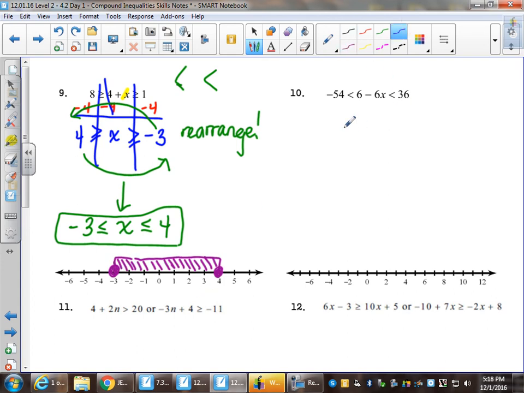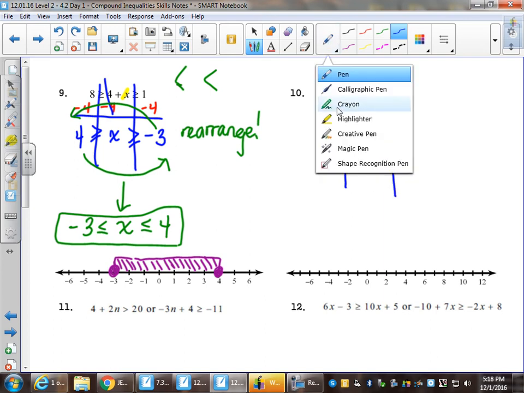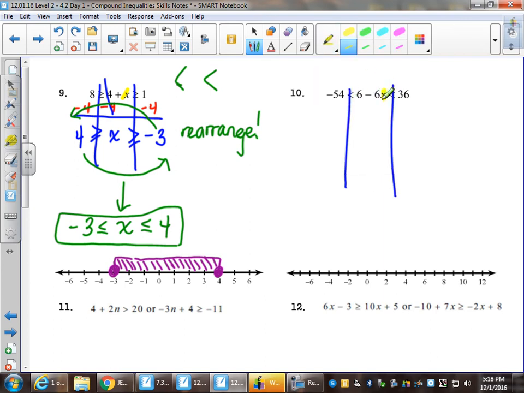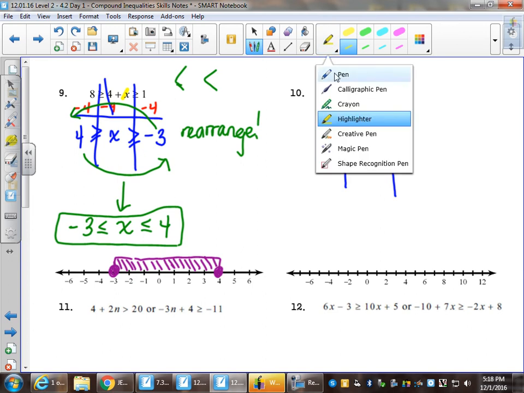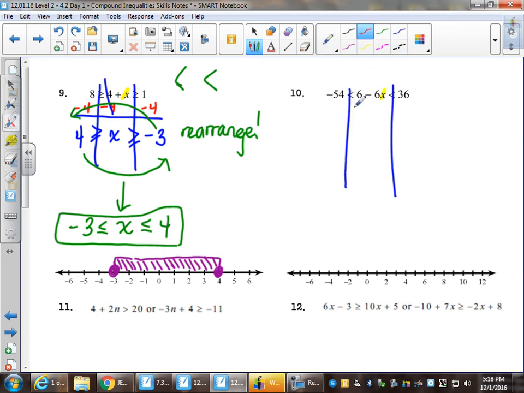Number 10, process doesn't change. Lines down our inequality signs. Focus on the middle, because that's where x is. If there's something we can add or subtract, we need to do that first. Positive 6, we can subtract 6 from both sides. Negative 54 minus 6 is negative 60.